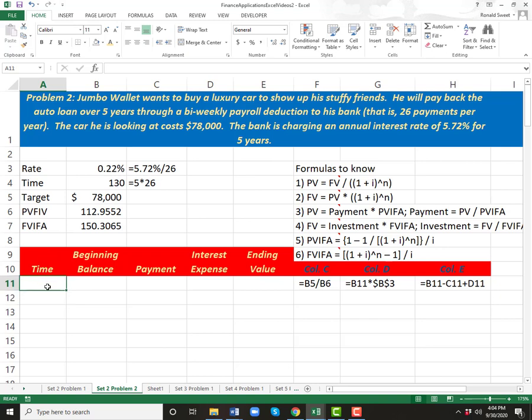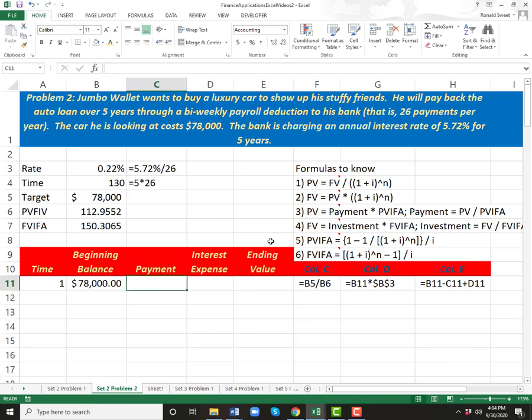Remember, when we're doing a future value problem, our beginning balance is zero. Here we're doing a present value problem, so our beginning balance is, we'll actually do equal and go up and find that target. How much are we borrowing? Here we're going to borrow $78,000. I'm going to give it two decimal places. And we're going to try to get that balance down to zero. What's our payment going to be?